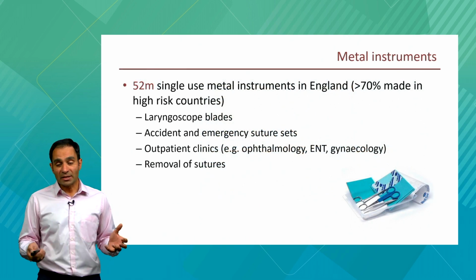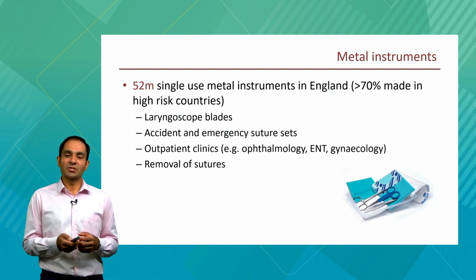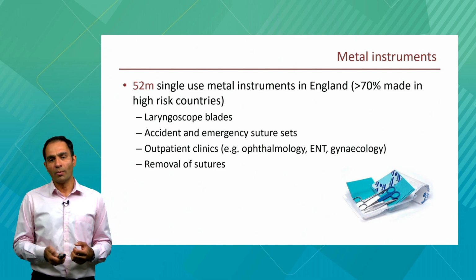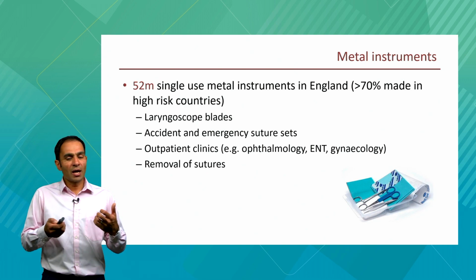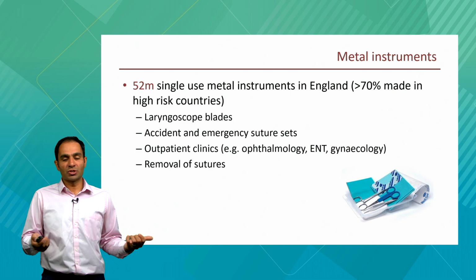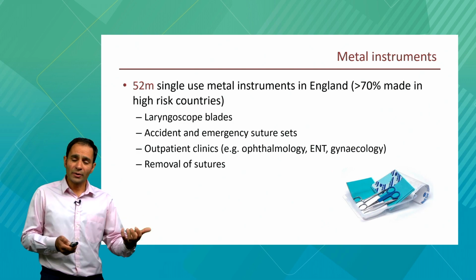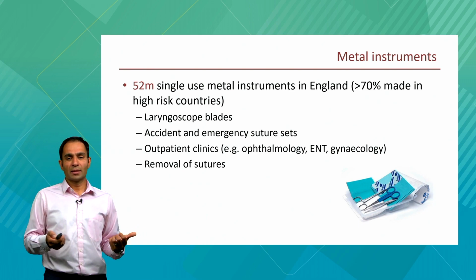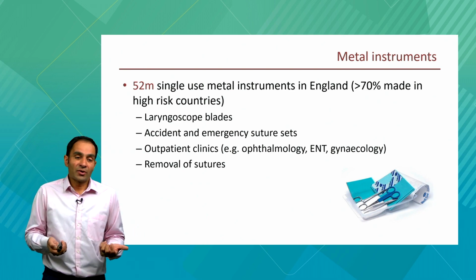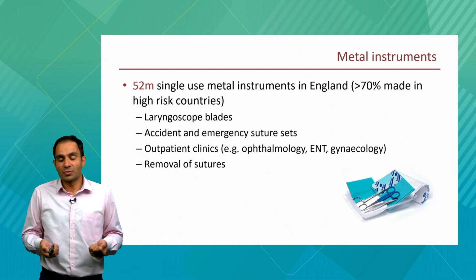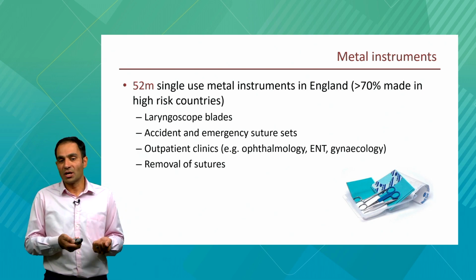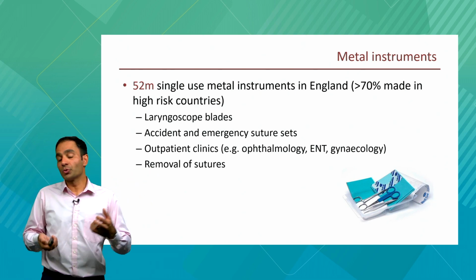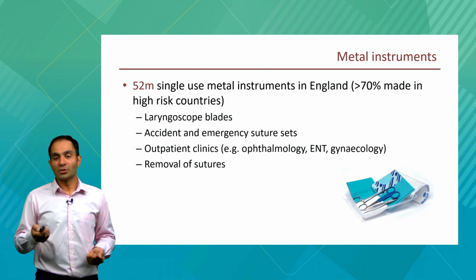Metal instruments. In the NHS, we purchase around 52 million single-use metal instruments. It's become the norm in places such as accident and emergency departments, where suture kits are used once and thrown away. Laryngoscope blades used to put patients to sleep, used once and thrown away. And other areas such as outpatient clinics, where we might use metal instruments to examine, inspect or perform a procedure and then thrown away. That's because perhaps we don't have the infrastructure to enable reuse, or because we think, oh, actually it's just cheaper to throw everything away.